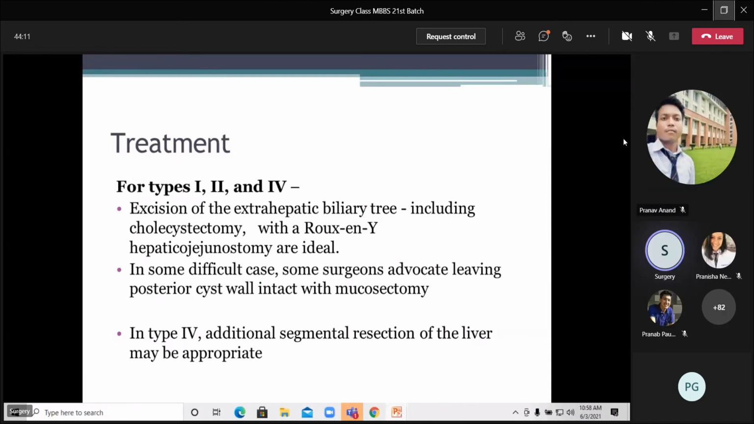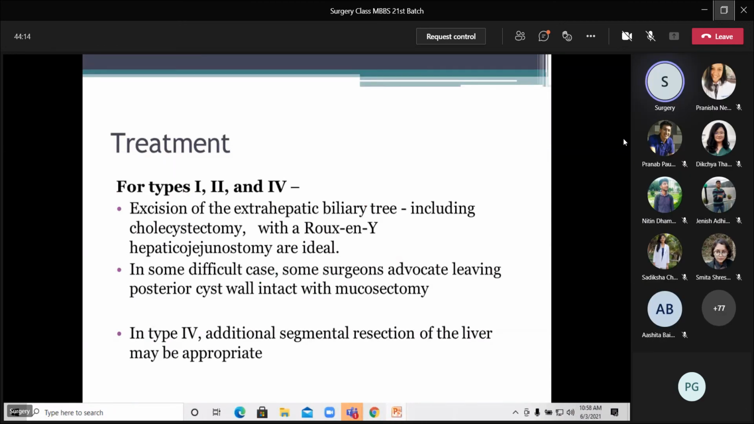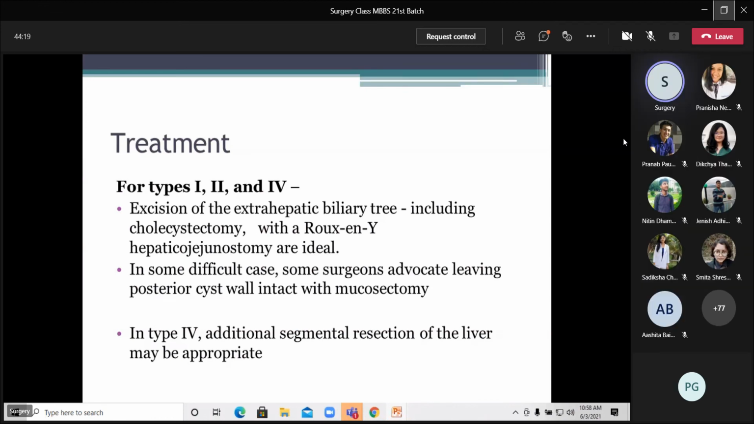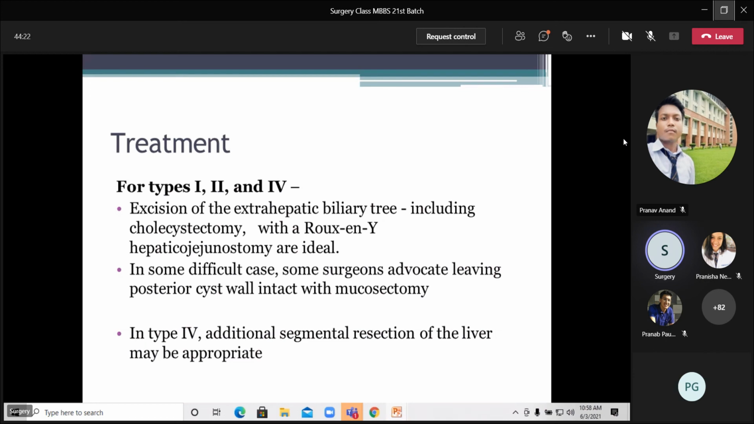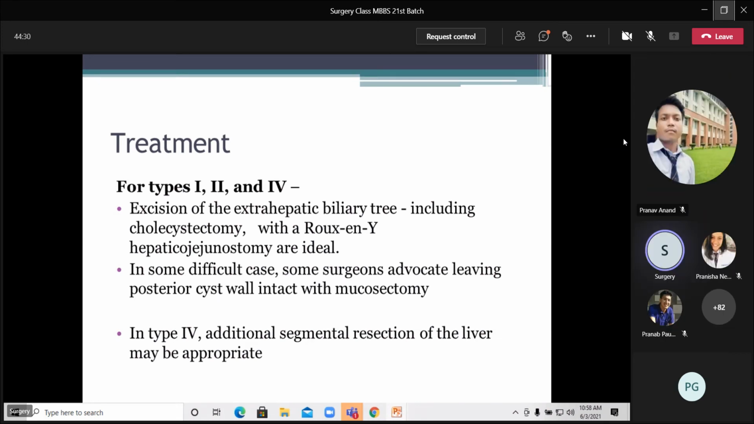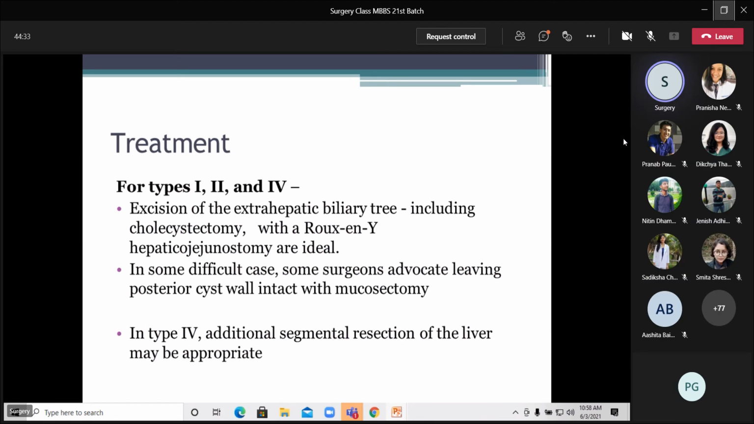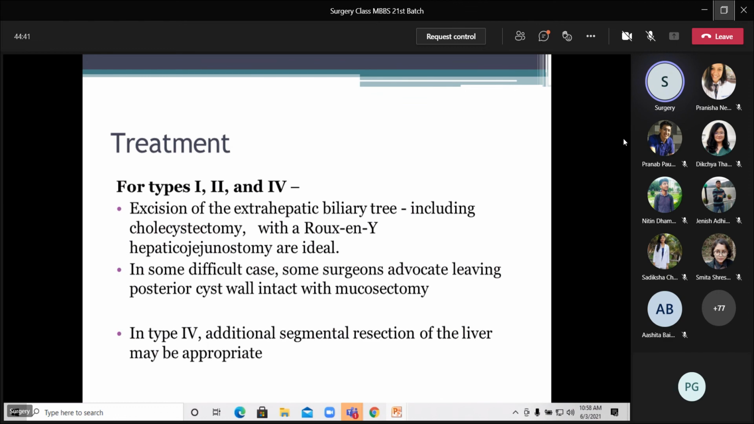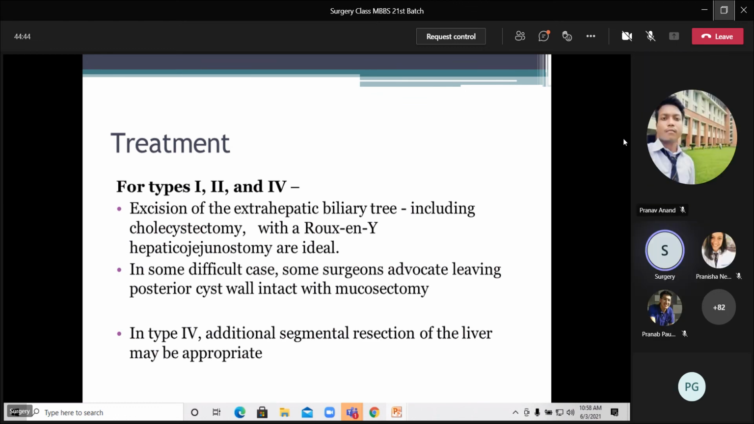Type 1 is the cystic fusiform dilatation. Type 2 is the diverticulum, and type 4 is the extrahepatic choledochal cyst, most often type 4A or 4B. In that situation you do an excision of the choledochal cyst, and sometimes if it is located only in one segment of the liver, then you can remove that segment of the liver and do a hepaticojejunostomy.